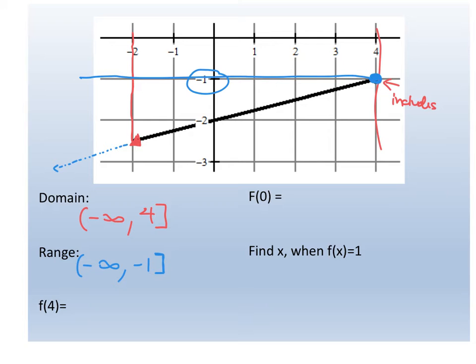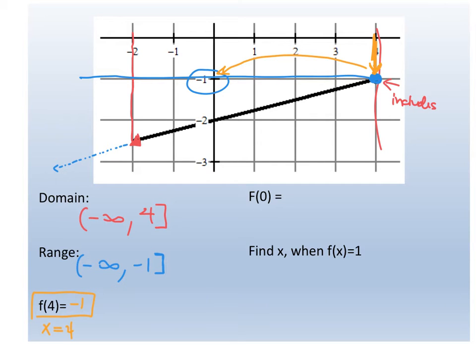All right. Next one we have f of 4. We're looking for this. Basically, they're telling us that x is equal to 4. So when x is equal to 4, right here, and it happens to be that point that we were just talking about, what's the y value? Well, the y value is this point right here, which happens to be negative 1. So f of 4 equals negative 1.